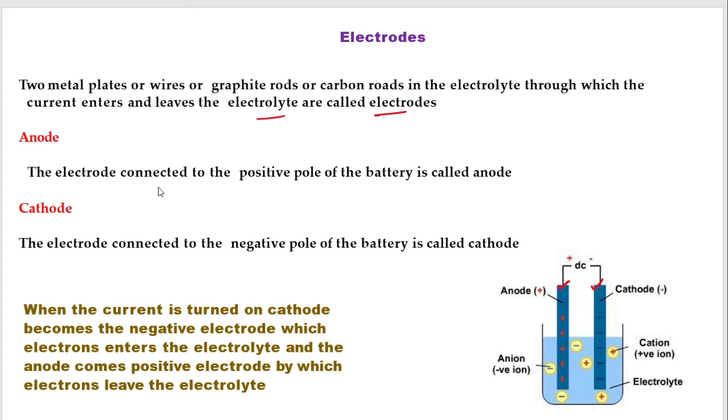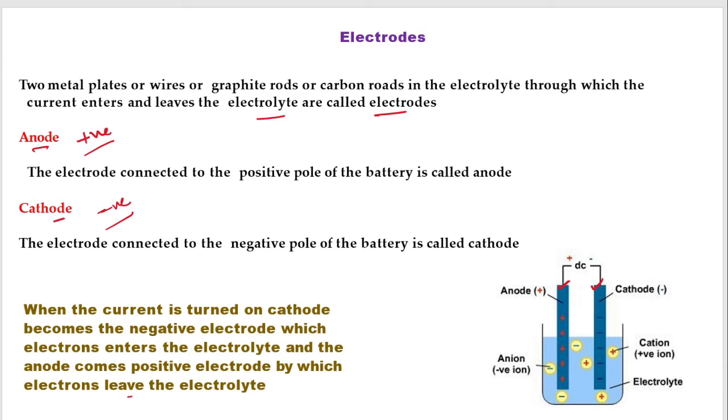Okay. Now since you have two metal plates or two wires or two rods, they are termed as anode and cathode, where the anode is the positive end and the cathode is the negative end of the battery, a negative pole. Since it's positive and negative, you'll put the sign plus and minus. Now when the current is turned on, the cathode becomes the negative electrode, by which electrons enter the electrode, and the anode becomes positive, by which the electrons leave the electrode. That means from your anode electrons will leave and all the electrons liberated from the anode will go to the cathode. Clear?